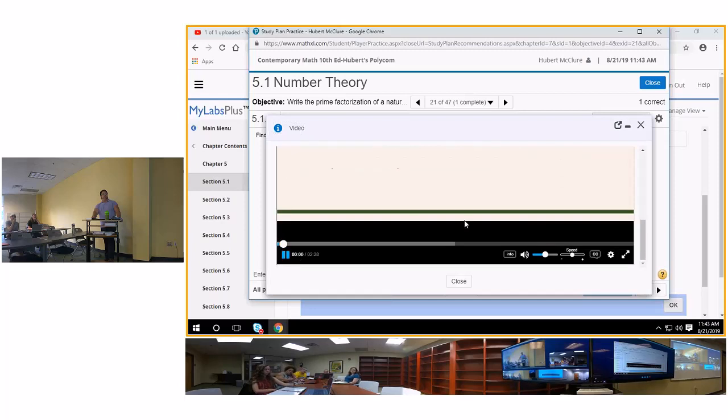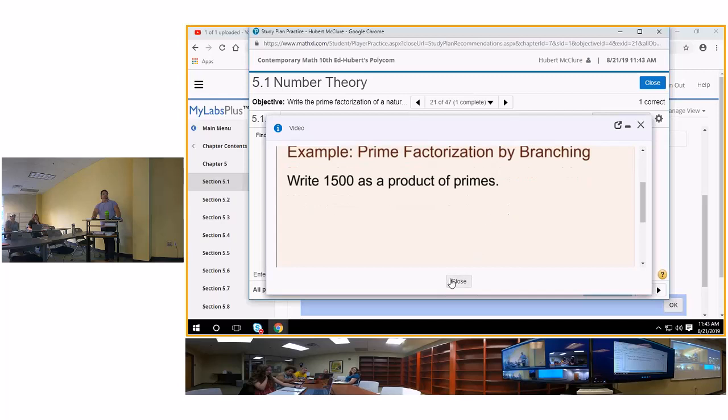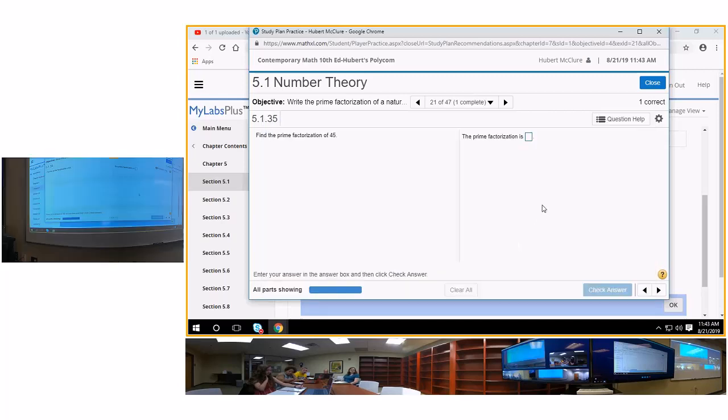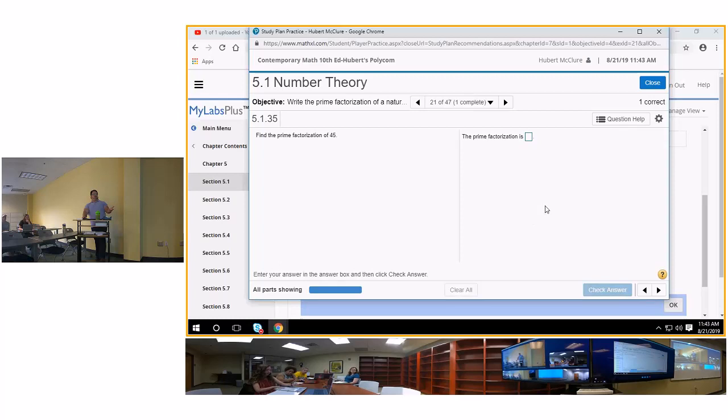For example, prime factorization by branching. Right. I do not use the tree diagram. So I would hesitate on doing any work in front of me because sometimes their ways are a little bit more confusing. Okay?